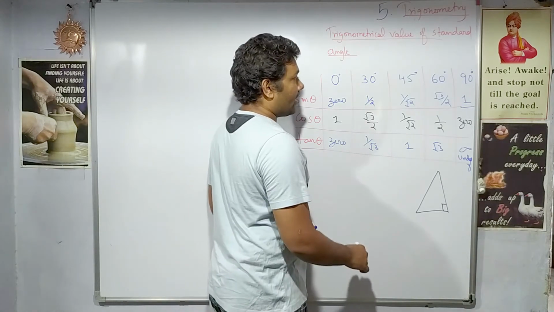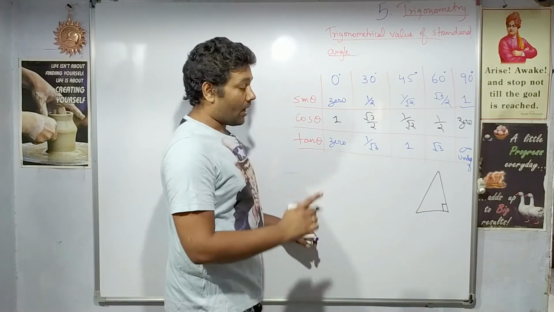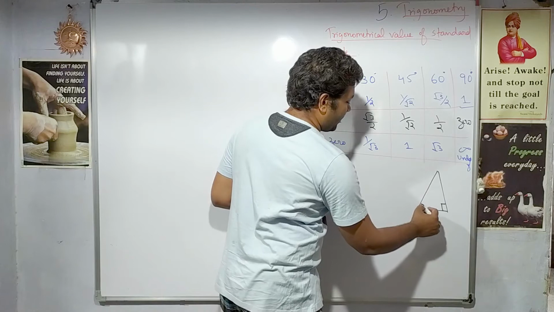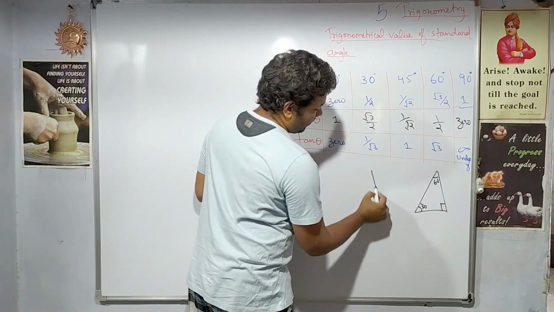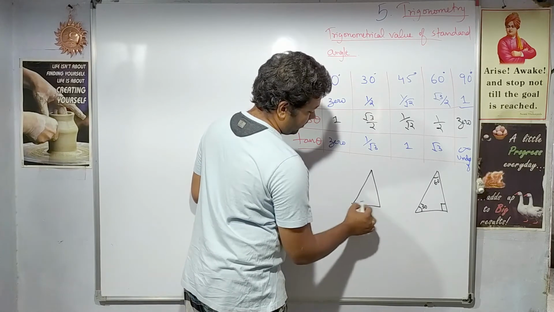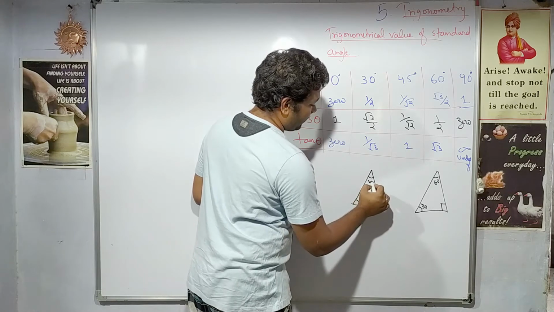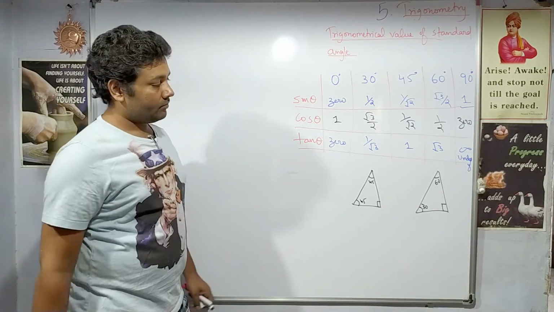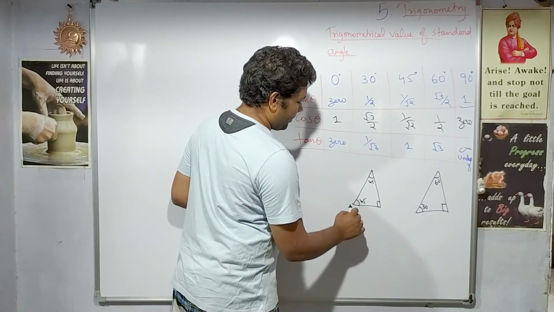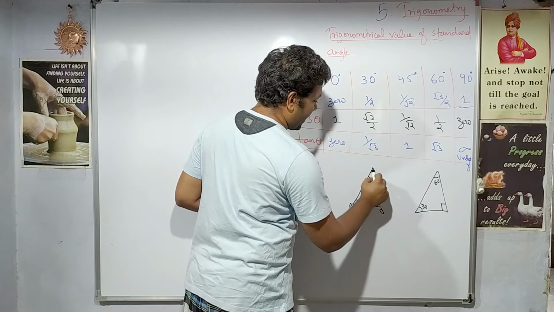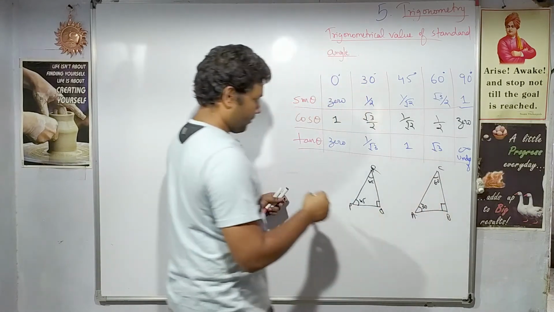So if this is the right angle triangle, 90 degree, for the other two angles we have one option, either 30 and 60, or it can be 45 and 45. Correct? Yes. So let us start. Let us name this as P, Q and R. Let us name these as A, B and C.